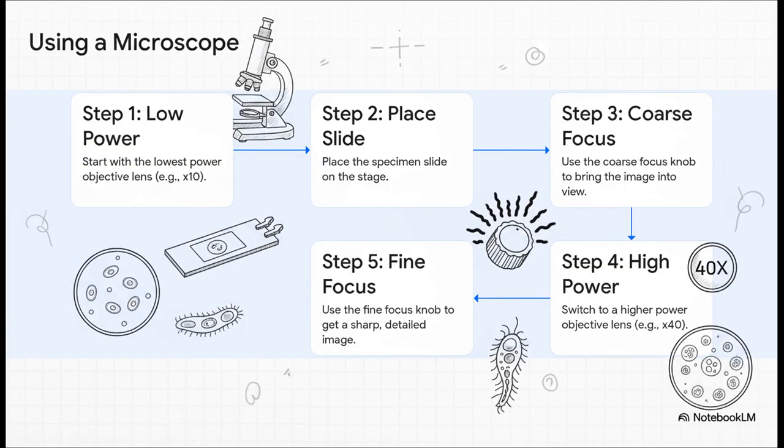Using one is actually a pretty methodical process. You always start with the lowest power lens to find what you're looking for. Once you've got your slide on the stage, you use that big knob, the coarse focus, to get a rough image. Then, and only then, do you switch up to the higher power and use the little knob, the fine focus, to get everything perfectly sharp.